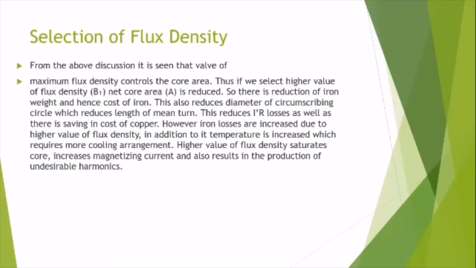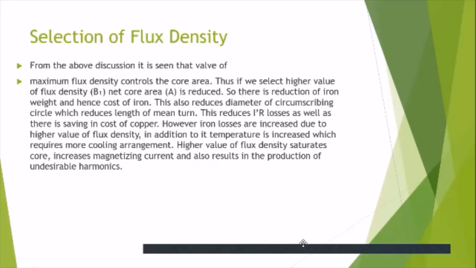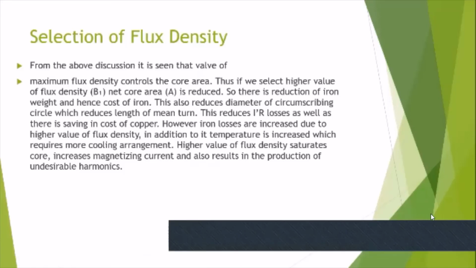However, iron losses are increased due to the higher value of flux density. In addition, the temperature is increased, which requires more cooling arrangement. Higher value of flux density saturates the core and increases magnetizing current, and also results in the production of undesirable harmonics.